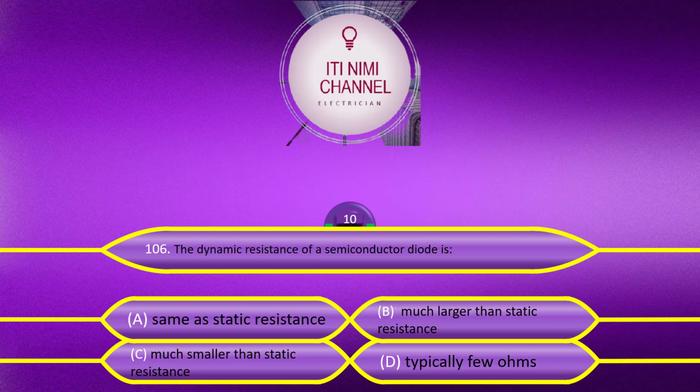The dynamic resistance of a semiconductor diode is option A, same as static resistance. Option B, much larger than static resistance. Option C, much smaller than static resistance. Option D, typically few ohms. The answer is option C, much smaller than static resistance.